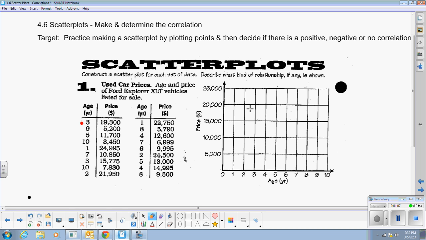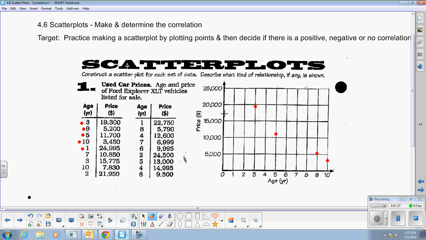I go to 3, 19,300 is going to be pretty close to that 20,000 line, and put a dot there. 9, 5,200. 9, 5,200 is just above that line. 5, $11,700. It's going to be about there. 10, 3,450. It's going to be below this line, just a little over halfway. There it goes.